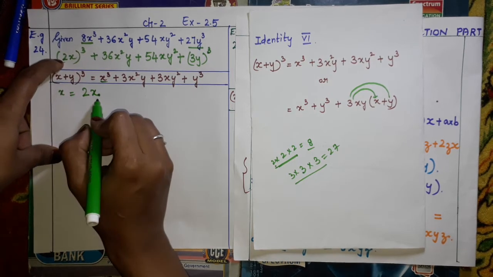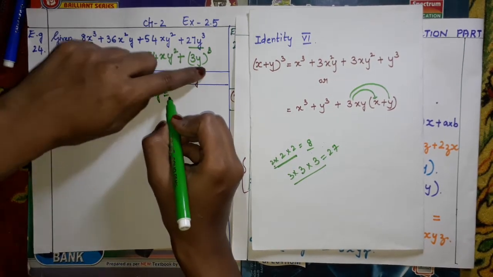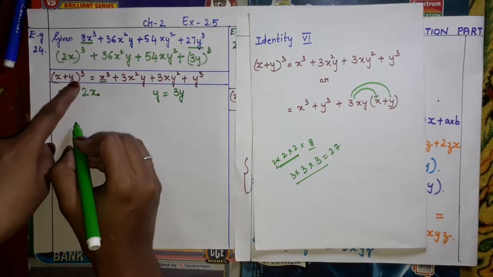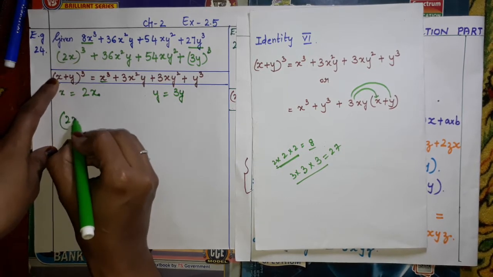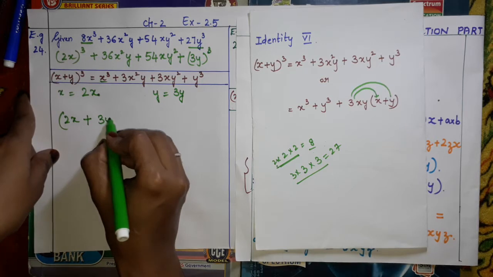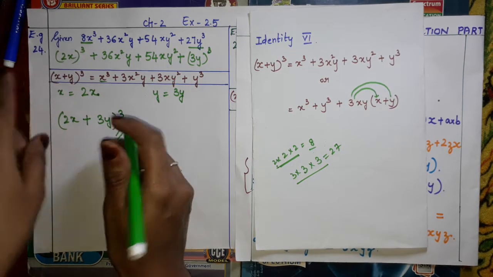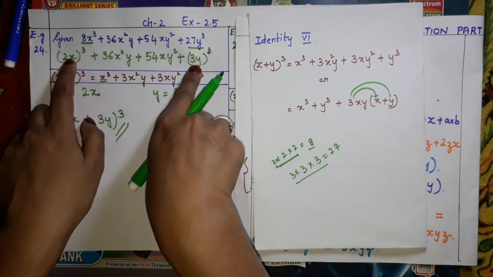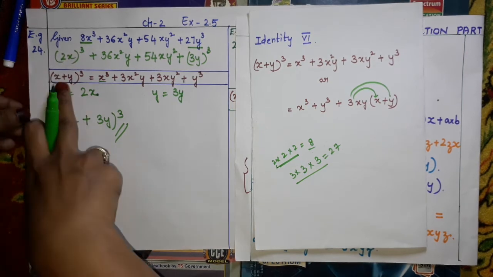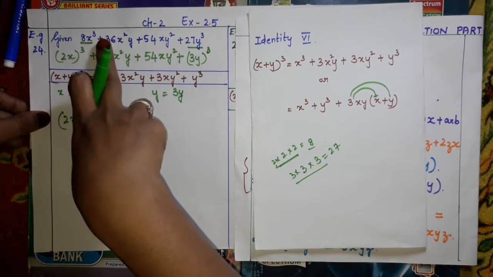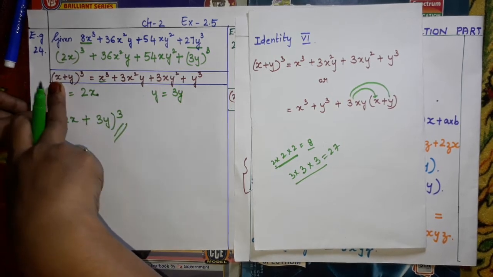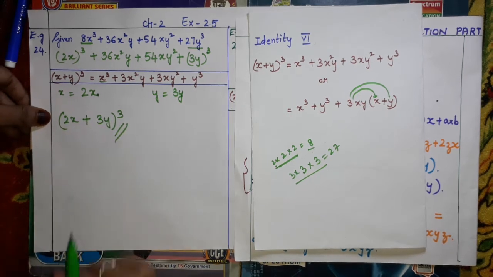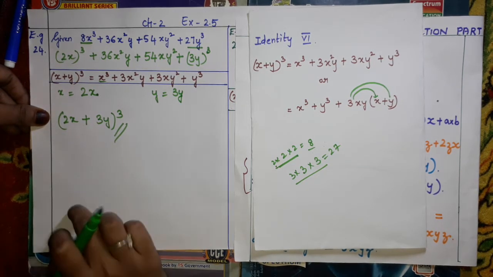So x is 2x. What is y? Y is nothing but 3y. Convert into this form, x plus y whole cube. X is 2x, y is 3y whole cube. That's it. See, the first one is x cube, the last one is y cube, so the first one will be x and this one will be y. Already they have given in this form. We have to convert it into x plus y whole cube. So x is 2x plus 3y whole cube. That's it. Okay, is it easy?